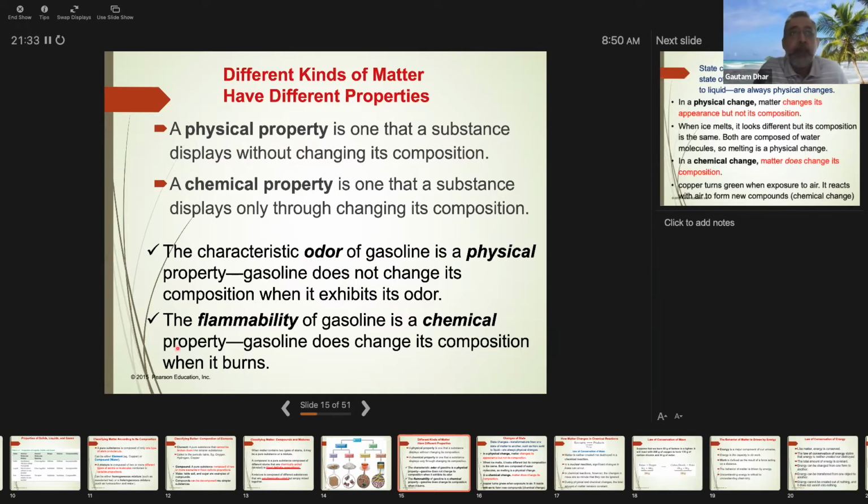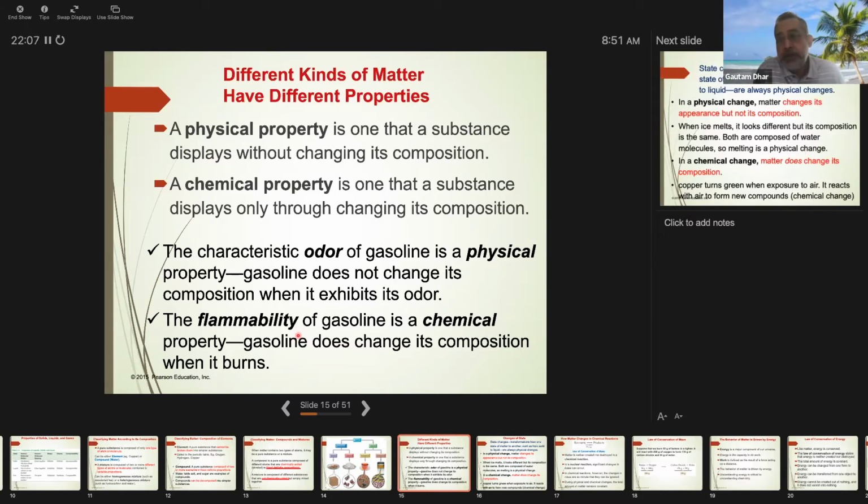Now, if you think of flammability, that a substance is flammable. Flammable means it catches fire and gives out heat. So when I want to say that gasoline is flammable, and gasoline exhibits that property, the gasoline changes. It burns out. That's what happens in a car, right? It burns out the gasoline. If gasoline would not burn, this world would be so much easier, right? We could keep using the same gasoline for the whole life.